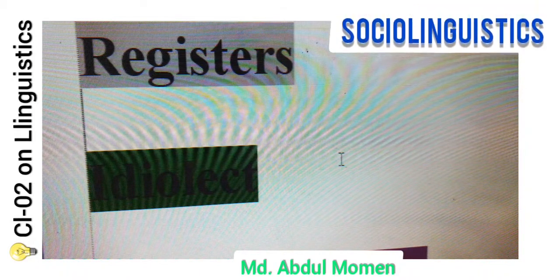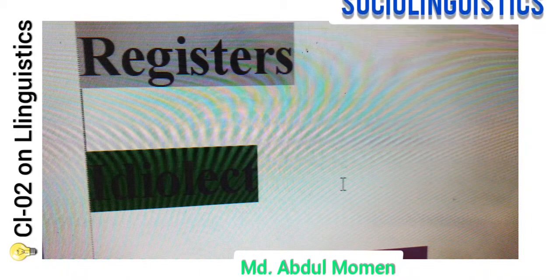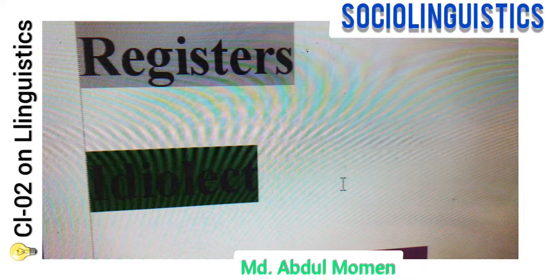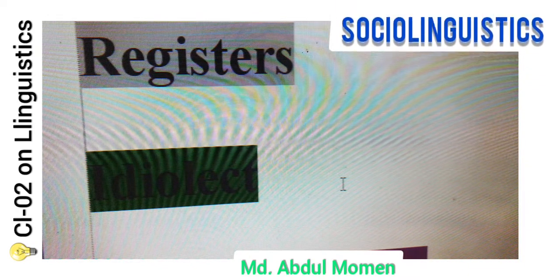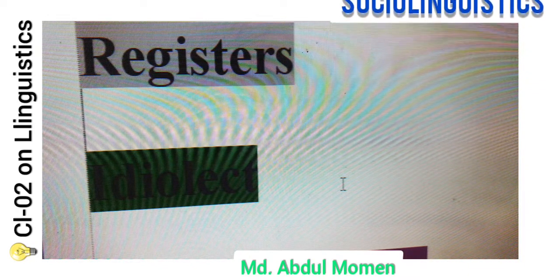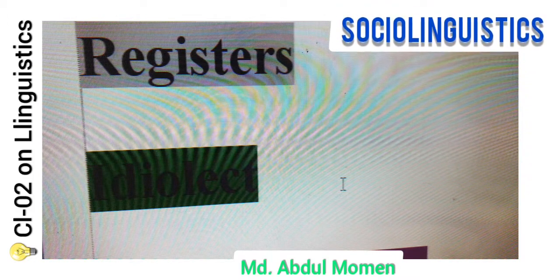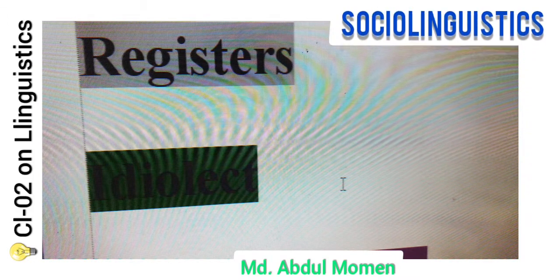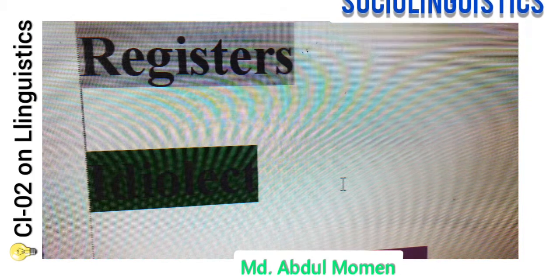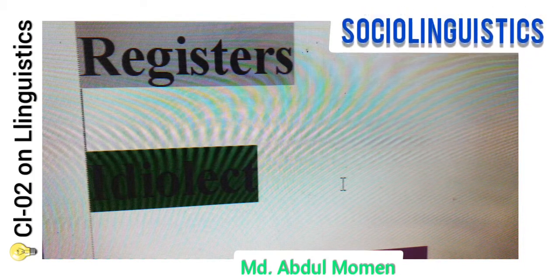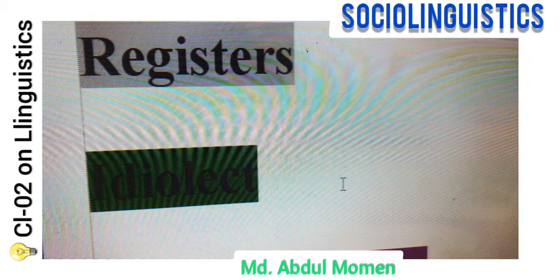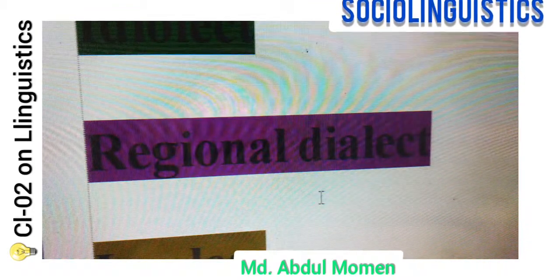So now, idiolect. An idiolect is a variety of language used by one individual speaker, including peculiarities of pronunciation, grammar, vocabulary, etc. A dialect is made of the idiolects of a group of speakers in a social or regional subdivision of a speech community. So this is idiolect. I mean, it depends on the individual. Regional dialect, I have already told you.